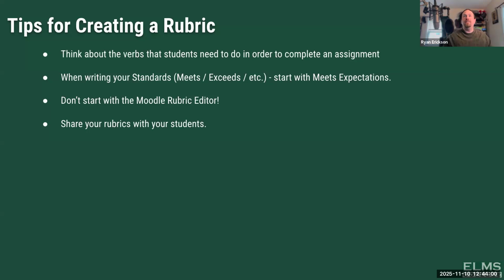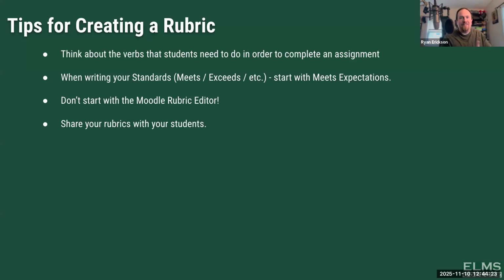I do recommend that when you are writing your standards, start with the meet expectations, right? We know the highest is going to be exceeding expectations. Start with whatever meet expectations is going to be for your students, because that's largely where most of them are going to end up. What does that baseline student assignment look like for that individual criterion?